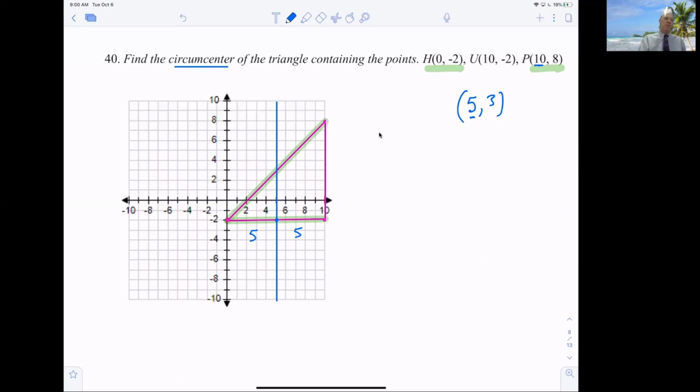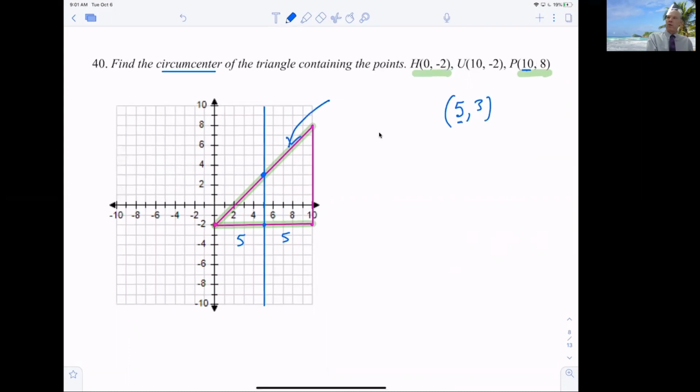So the midpoint is 5, 3. So I went over 5 and up 3. That right there is the midpoint, which surprisingly looks like the circumcenter, right? But I don't know that for sure. So if it's the perpendicular bisector, then I need the slope of this line right here. What's the slope of that line?